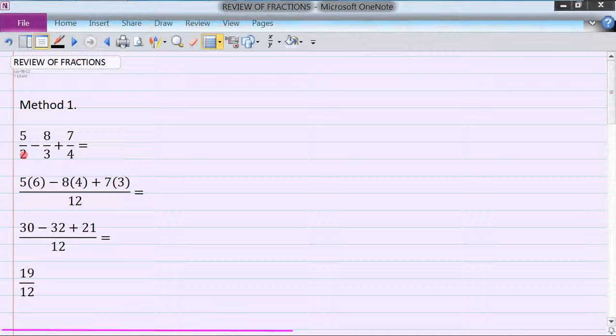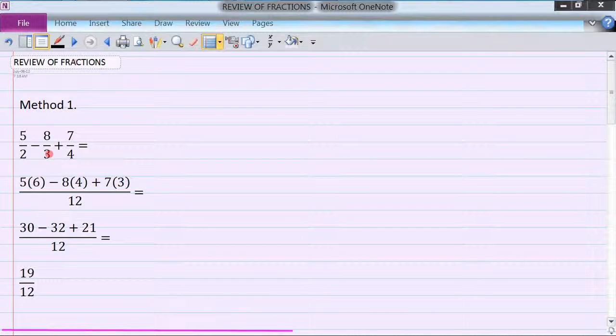So let me go over that again. You choose the lowest common multiple, the lowest number that both 2, 3, and 4 will go into, which is 12. Then I divide 12 by this number, and I get 6.